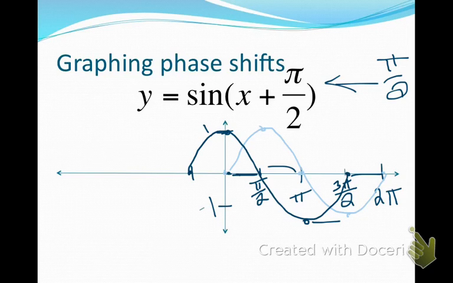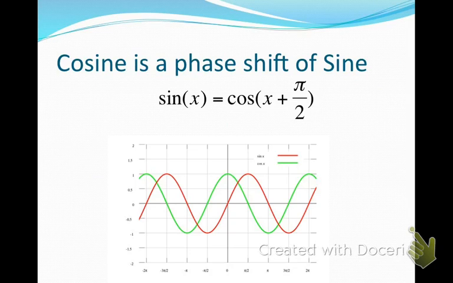And then there's my phase shift. Now this phase shift should look pretty familiar because cosine is actually a phase shift of a sine. So the sine of x is the same thing as taking the cosine graph and moving it over pi over 2. And I think I might have made a typo.